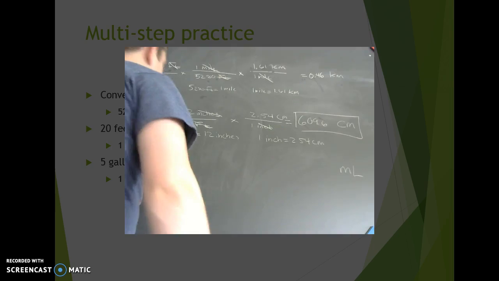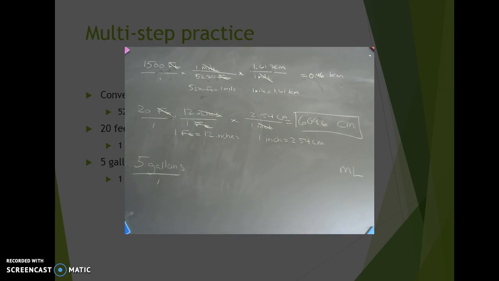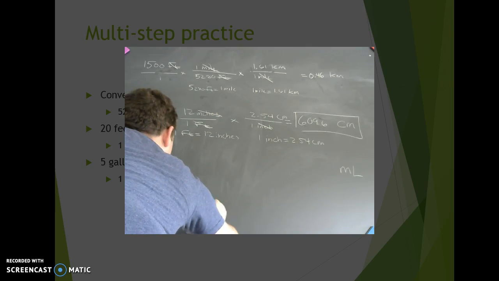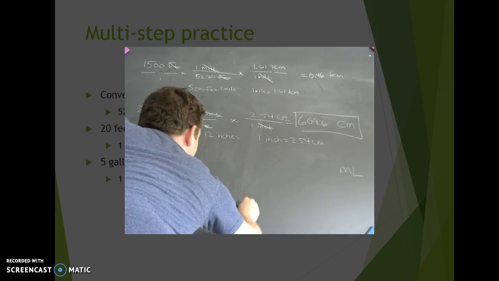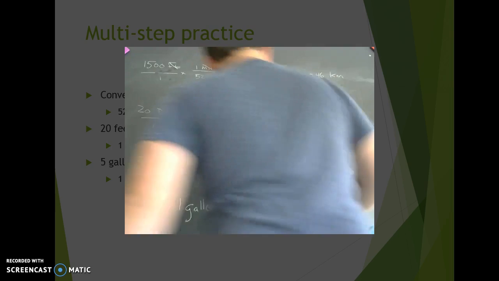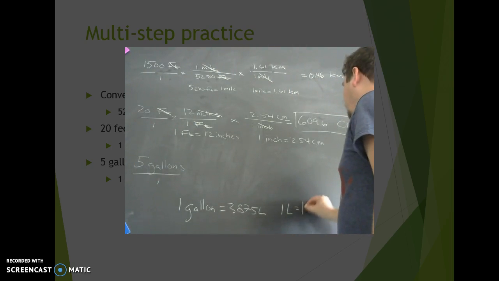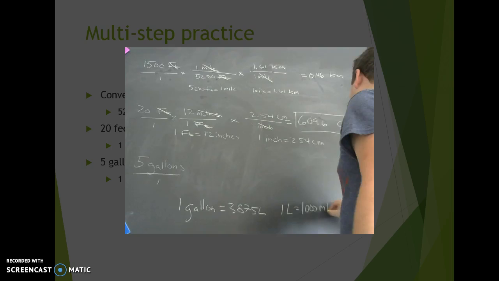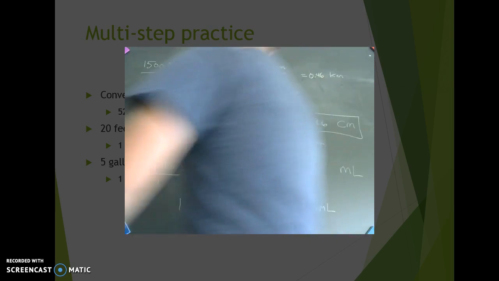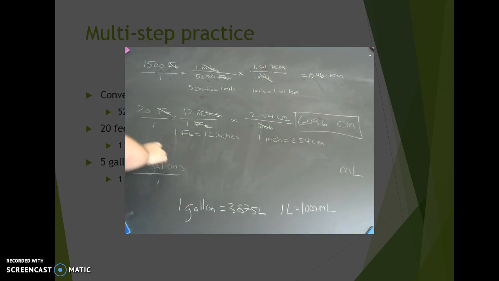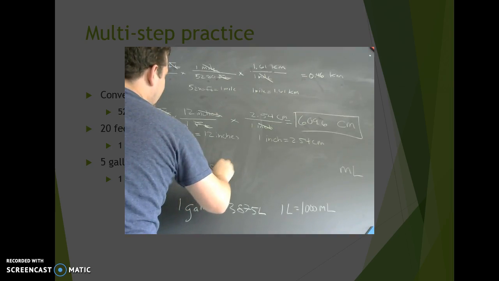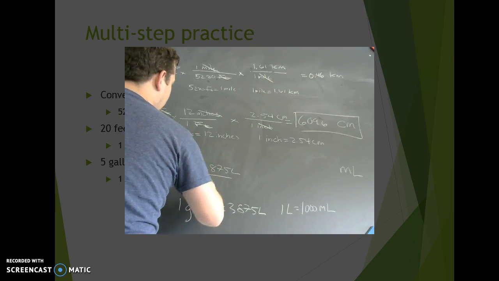Okay, for our last sample problem for this section, we're looking at going from 5 gallons into milliliters. We're told that our conversion factors for this problem are 1 gallon equals 3.875 liters, and also 1 liter equals 1,000 milliliters. All right, introducing our fractions. We want gallons on the bottom to cancel with the gallons on the top. So our first fraction will look like this: 3.875 liters all over 1 gallon.